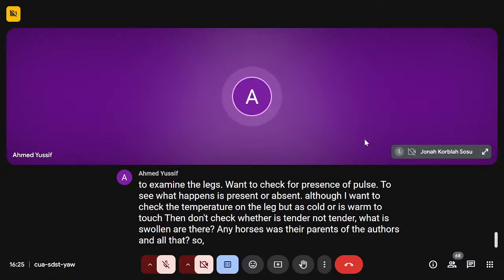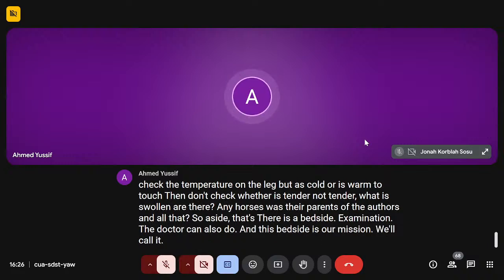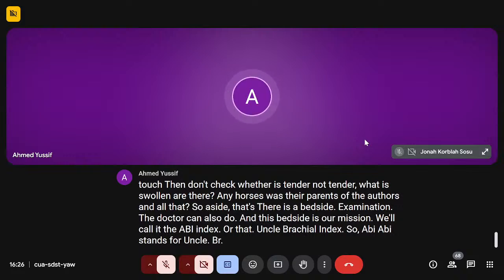Aside from that, there is a bedside examination the doctor can also do. This bedside examination is called the ABI, or the ankle brachial index. ABI stands for ankle brachial index, and this is a simple test that can be done at the bedside.